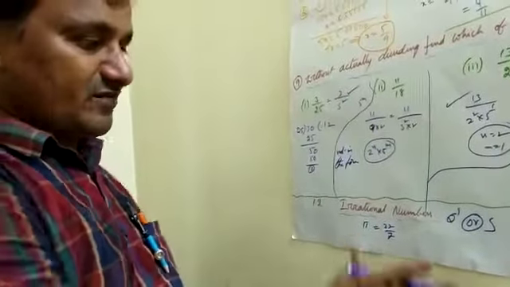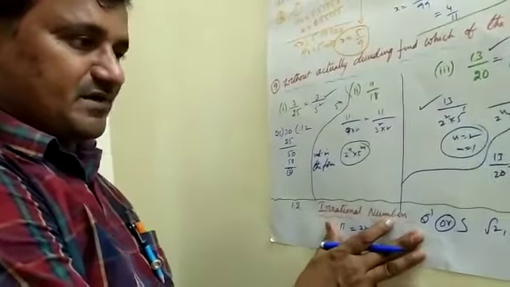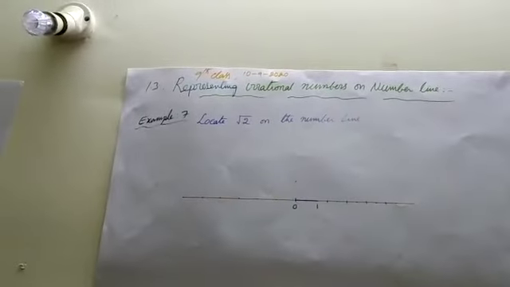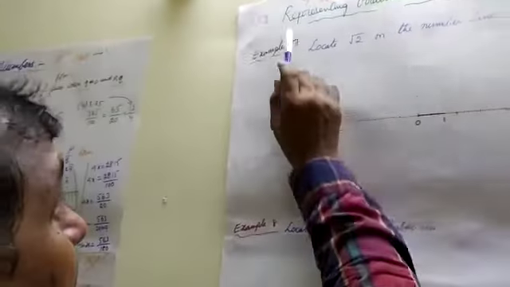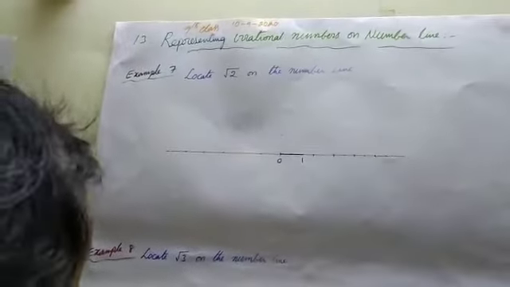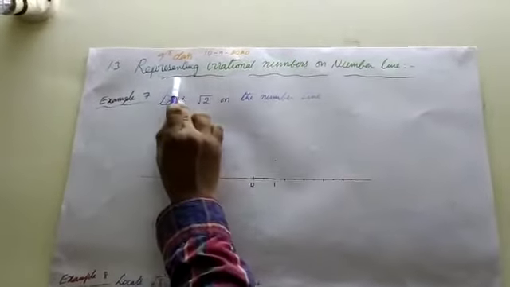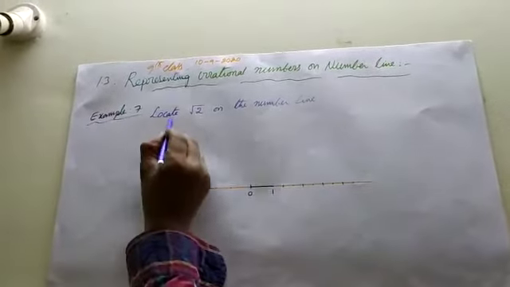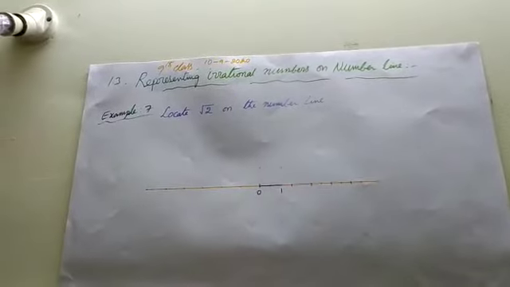Already we have discussed the irrational number, lightly touching it. Go to representing irrational numbers on the number line. How? For example, locate root 2 on the number line.